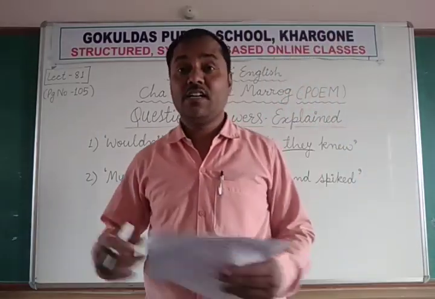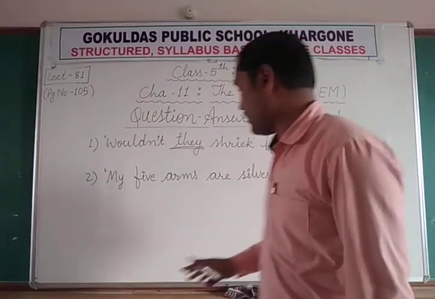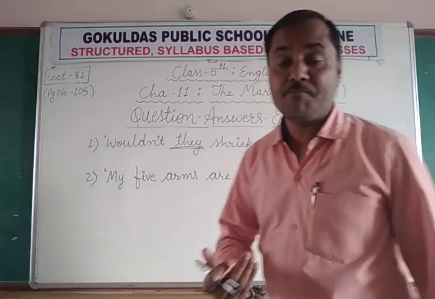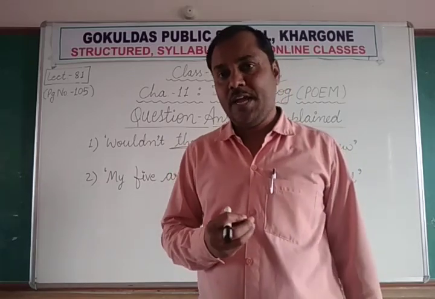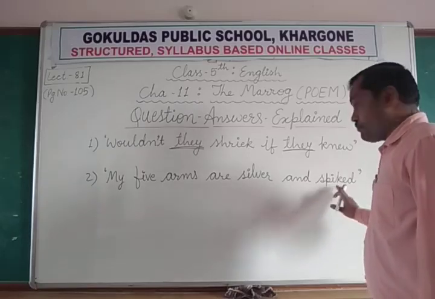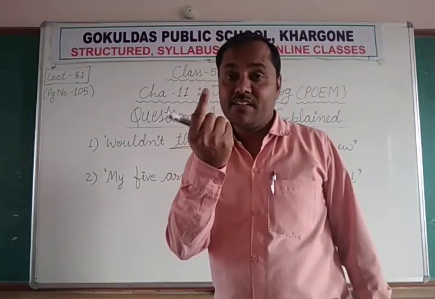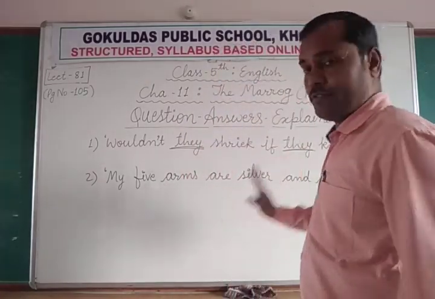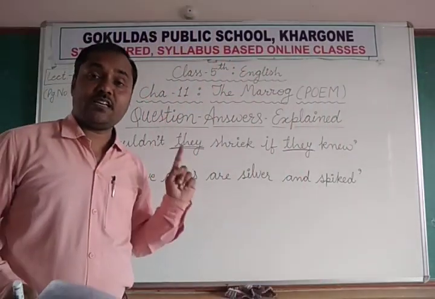Okay, Marrog has how many? Five arms, and the five arms are silver in color, just like steel color. Have you seen steel? It is silver in color. Okay, so made of metal, and spiked, just like a needle, that is spiked. Now this is the line from the poem. Now the question based on it. Question number A.